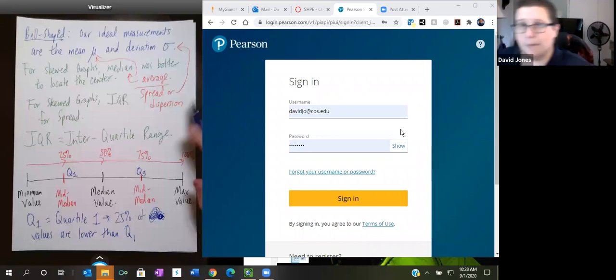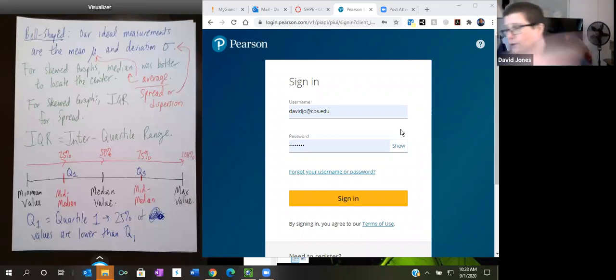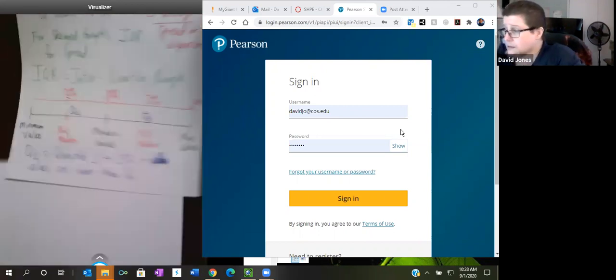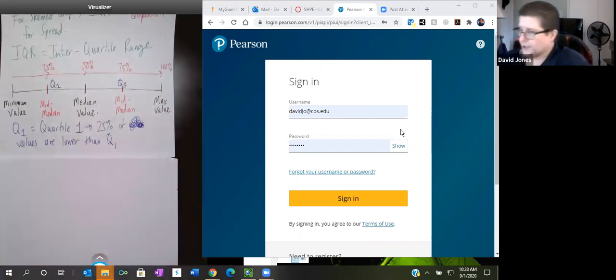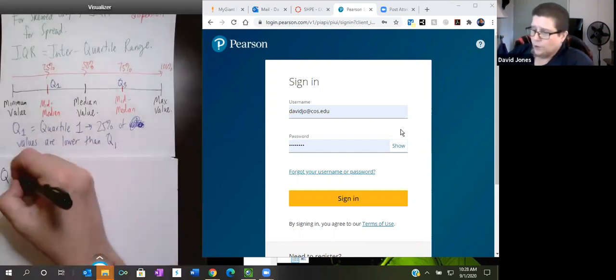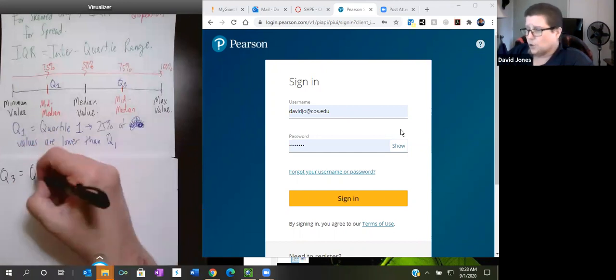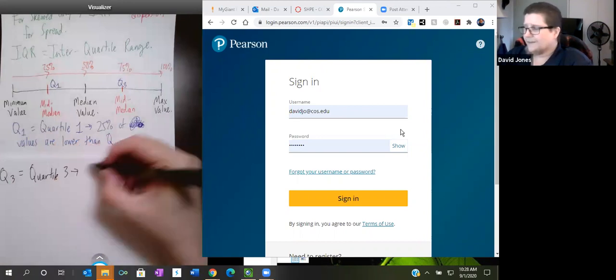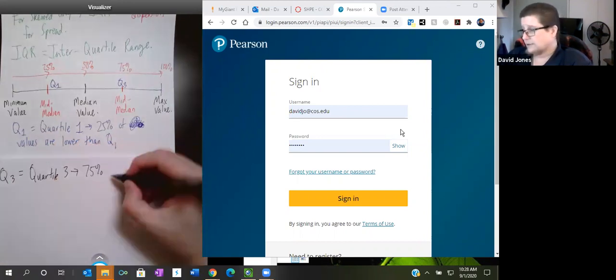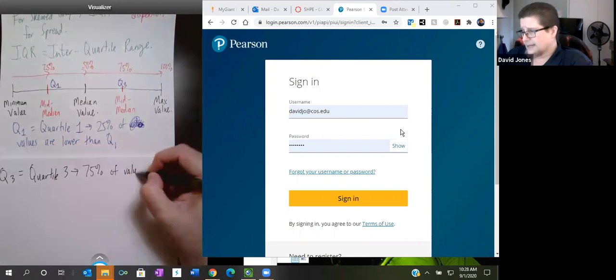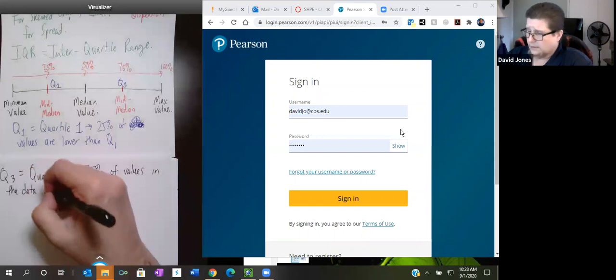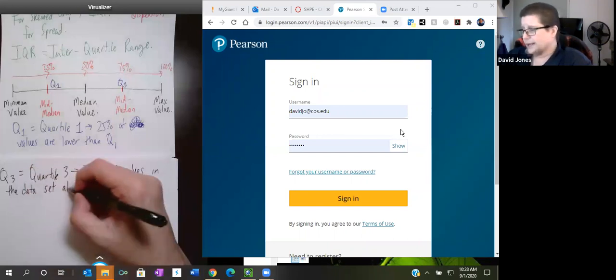And this is just like money. Q1 is like 1/4. Q3, how much money is 3/4? Well, 3/4 is 75 cents. Quartile 3: 75% of the values in the data set are less than Q3.